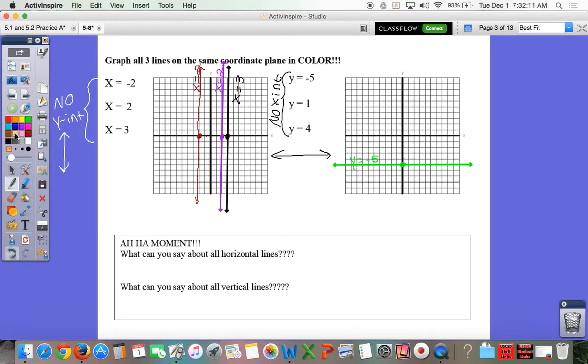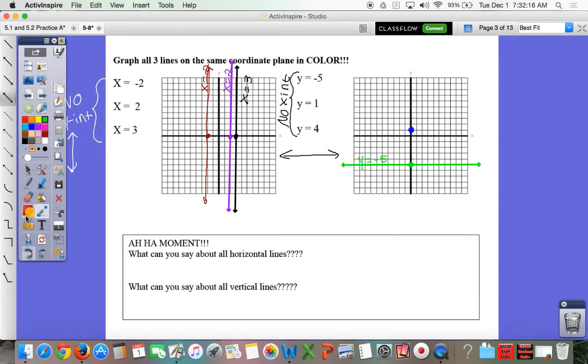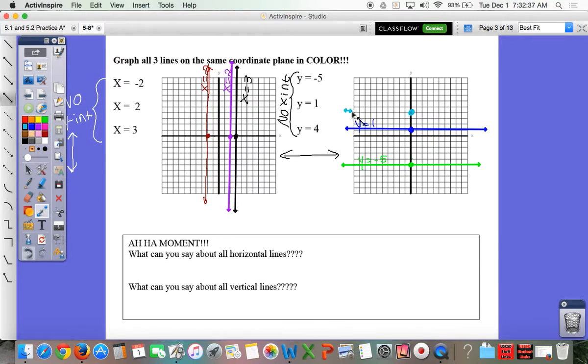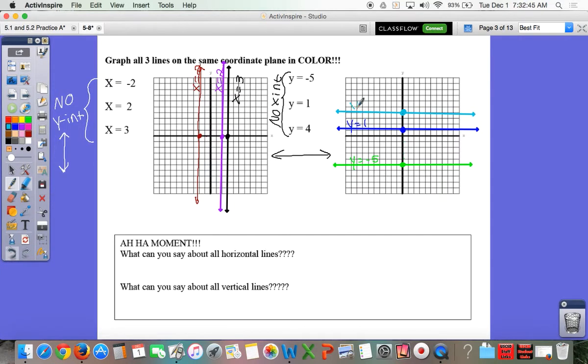Y equals 1. Go up to 1. And we'll have a nice horizontal line at 1. And again, right above it, that it is y equals 1. And last but not least, y equals 4. 1, 2, 3, 4. And we have another horizontal line. You should be starting to recognize horizontal and vertical lines very quickly, and how you can tell if it is a horizontal or a vertical line.